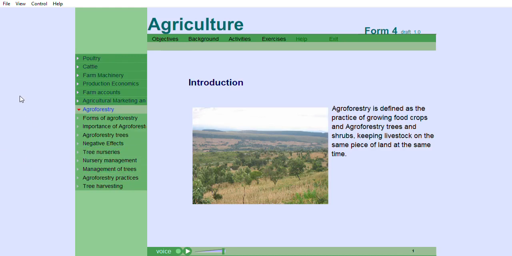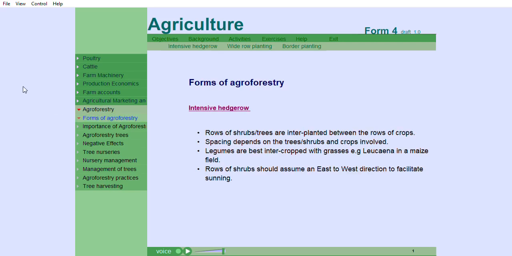Agroforestry is defined as the practice of growing food crops and agroforestry trees and shrubs, keeping livestock on the same piece of land at the same time. Forms of agroforestry. Rows of shrubs or trees are interplanted between the rows of crops. Spacing depends on the trees or shrubs and crops involved.